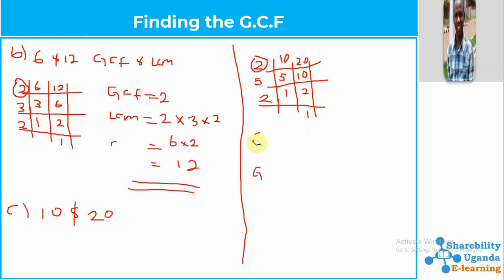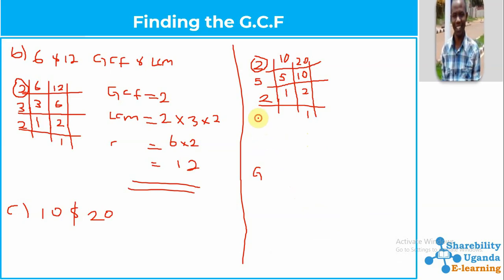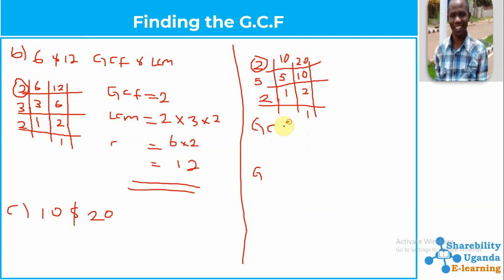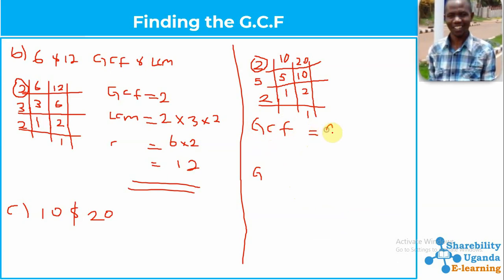Okay, let me put it right. We are supposed to start with what? We are supposed to start with our greatest common factor, which is the GCF. We are saying our GCF is equal to 2.